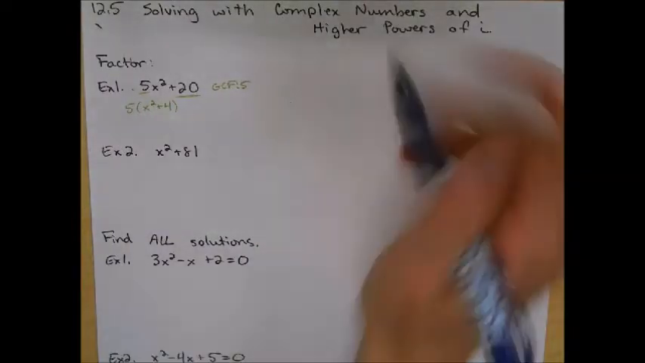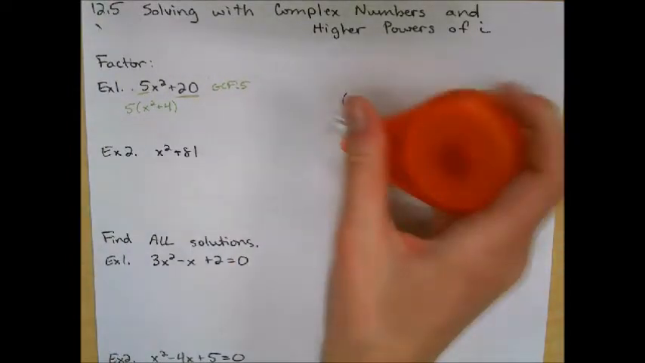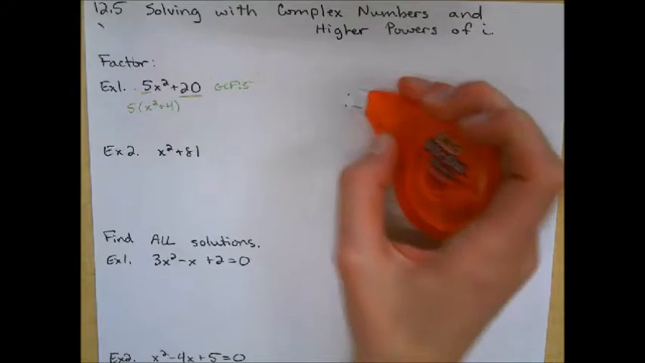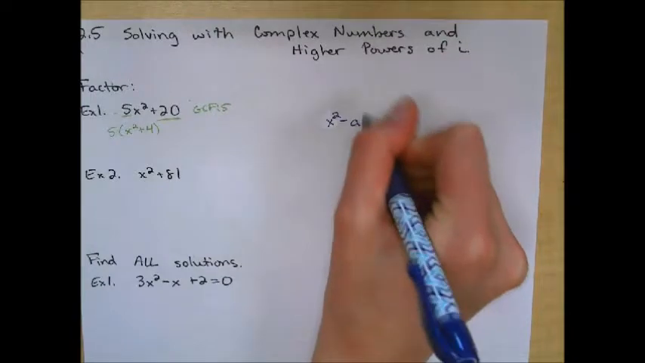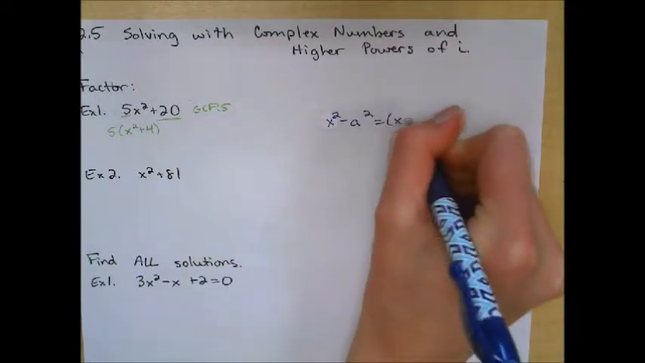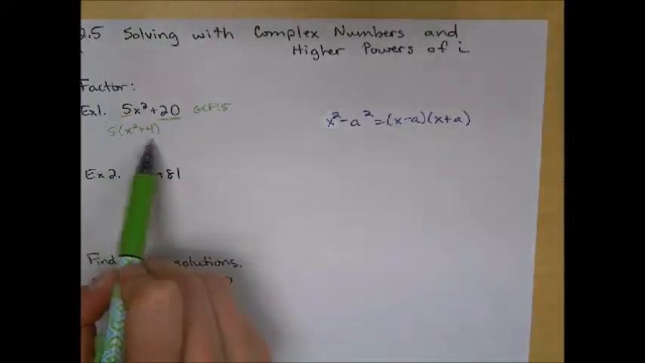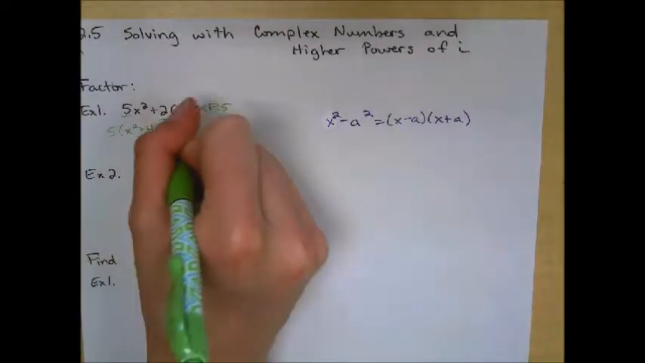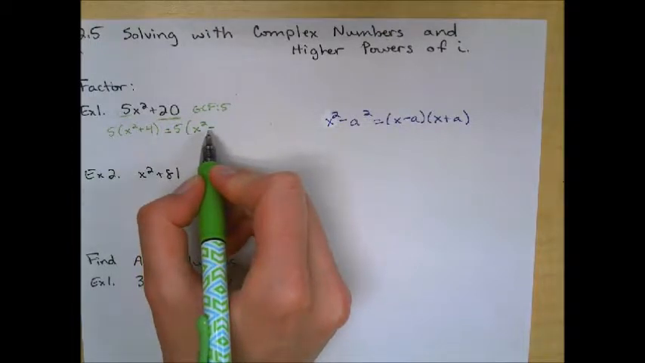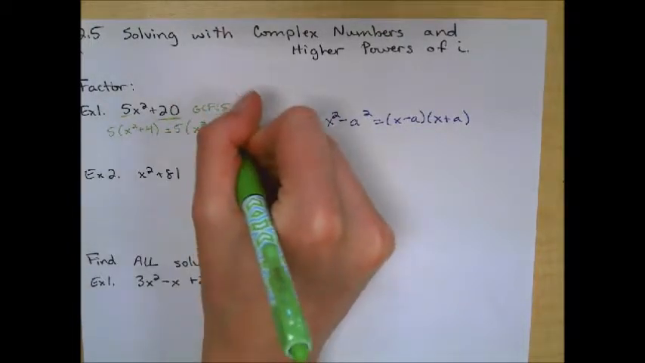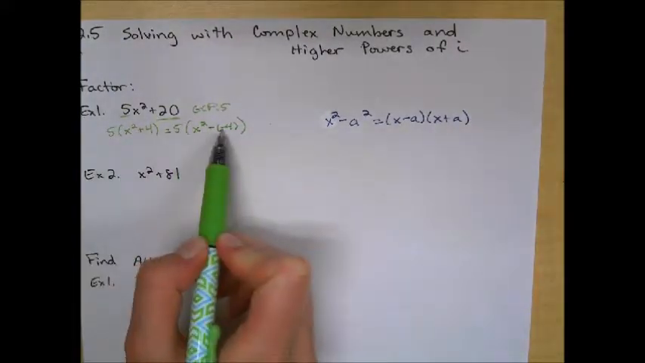So remembering back, if I have a difference of squares, it factors to x minus a, x plus a. Here we're going to look at this x squared plus 4 as a difference. But how do I get a positive? Minus a negative 4. So the positive is a minus minus.